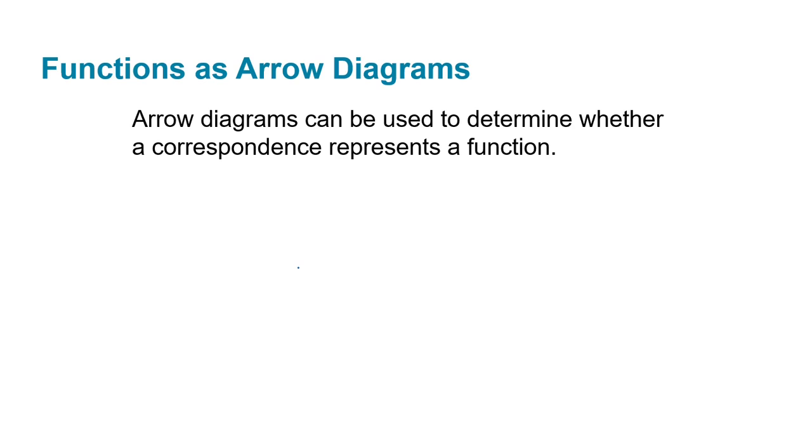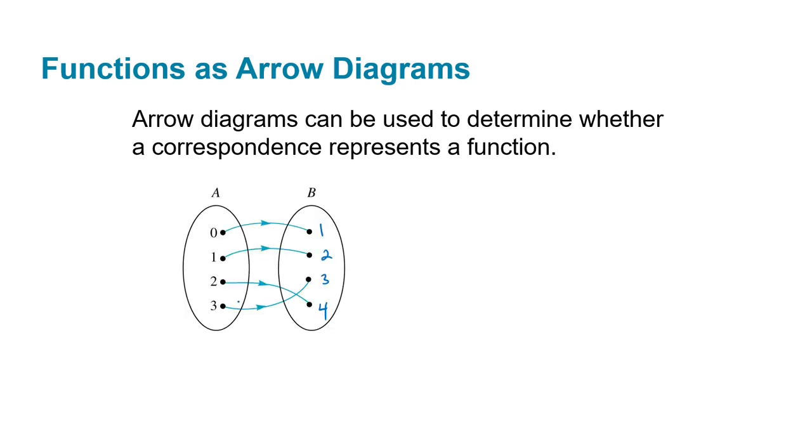Arrow diagrams can be used to determine whether a correspondence represents a function or not. For example, if we have this arrow diagram, a 0 gets sent to a 1, a 1 gets sent to a 2, a 2 gets sent to a 4, and a 3 gets sent to a 3. Is this a function or not? Well, we'll look at each input. It's associated with only one output, so this must be a function.